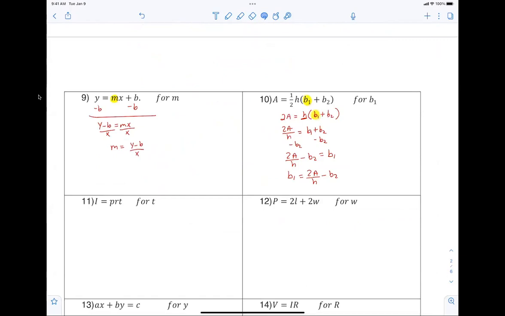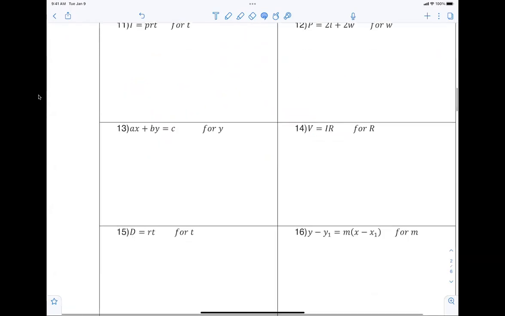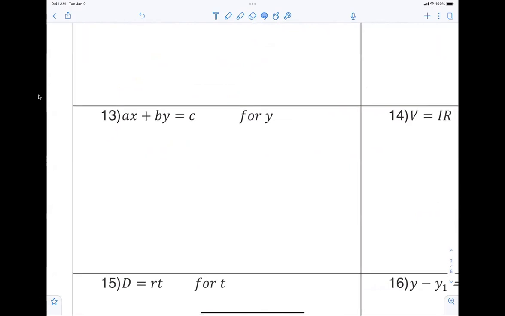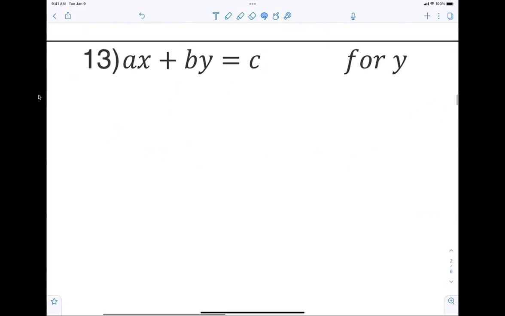All right, here we go. I would like everyone to take a look now at 13. We're solving for y.